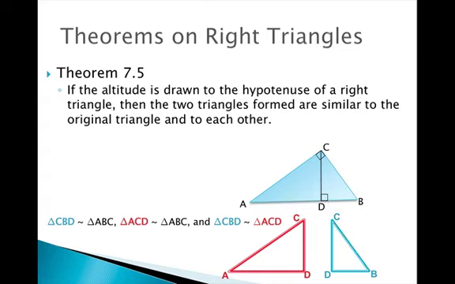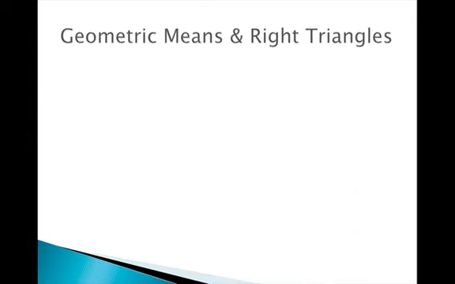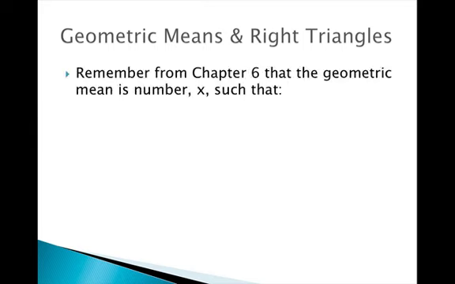Okay, let's move on to the next concept. So remember, from chapter 6 we talked about geometric means. Just in case you don't remember it so well, I know you guys know it very, very well, right? You don't forget anything, but just in case, let's quickly review what the geometric mean is. So remember, the geometric mean is a number x such that a over x equals x over b. We can also write this as the geometric mean is a number x such that x squared equals ab. This number x is your geometric mean.